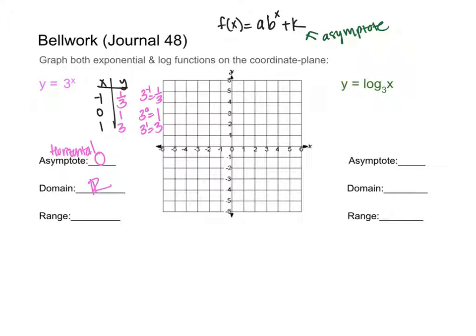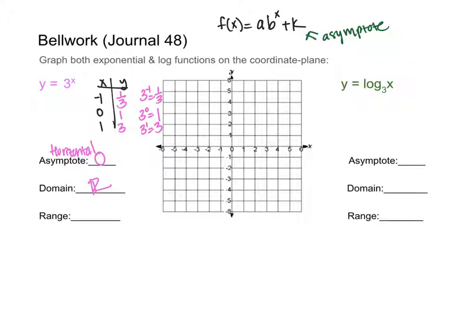And now we're going to plot our points. Remember, the horizontal asymptote here is at y equals 0, so here is our horizontal asymptote. I'm not going to highlight it or do a dashed line because I'm going to be drawing two lines here and I don't want it to get confusing. I'm just going to plot my points and remember that this is my horizontal asymptote, so I don't want to touch that line.